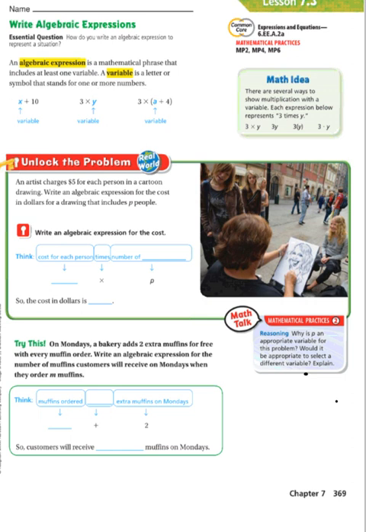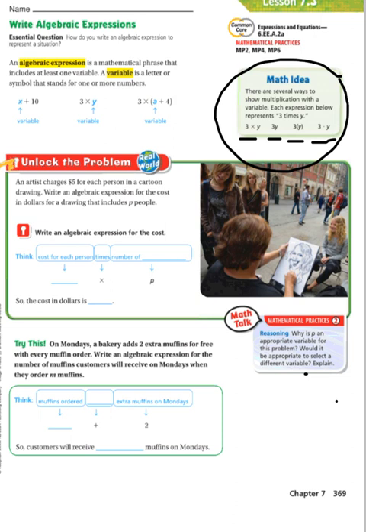Now let's look over to the side at this math idea. There are several ways to show multiplication with a variable. Each expression below represents 3 times y. 3 times y using the multiplication symbol, 3 and y right next to each other, and then 3 times y with y in the parentheses. The variable can also be in the parentheses, and then 3, the tiny little dot in between 3 and y here. And that dot we know also means multiply.